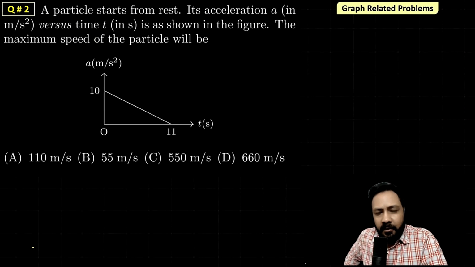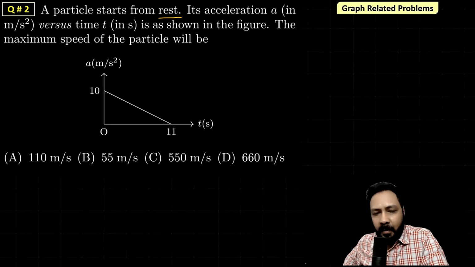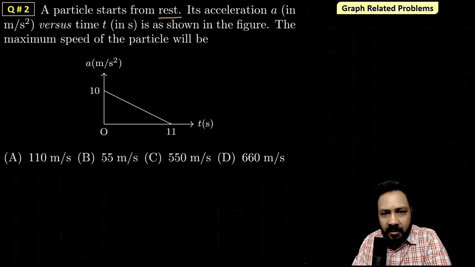Let's see this question. This question has been asked in JEE. So here is an acceleration time graph, and the particle starts from rest. We have to find the maximum speed of the particle. So it's very clear that the area of the AT graph is the change in velocity. So you can see that for the whole time interval, this area is how much?